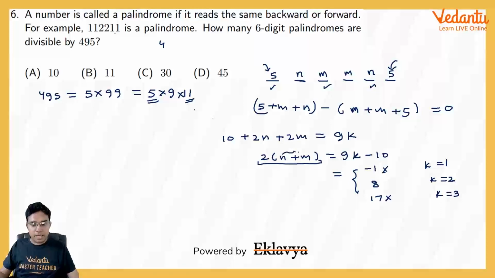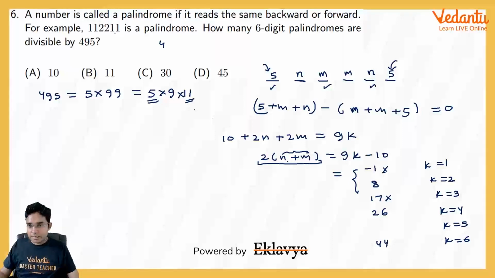N plus m is an integer, multiplied with 2 will give you an even number, so it cannot be 17. Similar to this, if I put k is equal to 4, this will be 36 minus 10, 26, which seems to be a possibility. K is equal to 5 will not be a possibility. K is equal to 6, if I take, so 6 into 9, 54 minus 10, it will be 44.